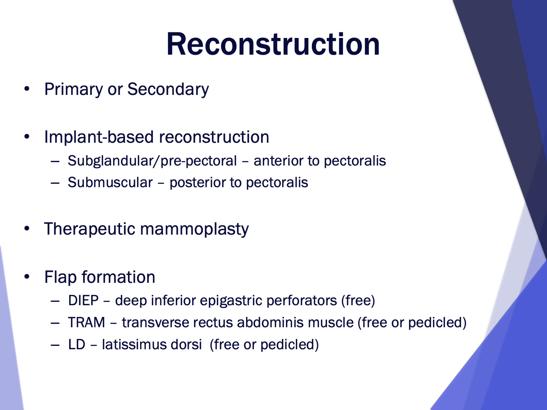You can also have a therapeutic mammoplasty, which is where the lump is removed in a particular way so that the breast can be reformed to make it look as if the lump was never there in the first place. So that is not necessarily using an implant or using any sort of other muscle. It is purely just using the breast tissue to reform the breast into a more normal shape.